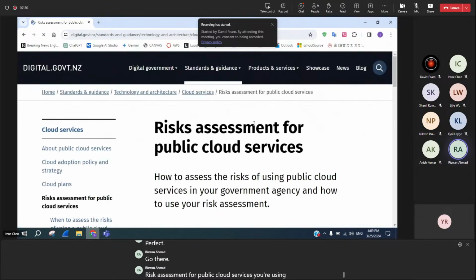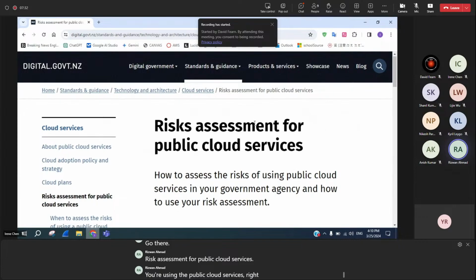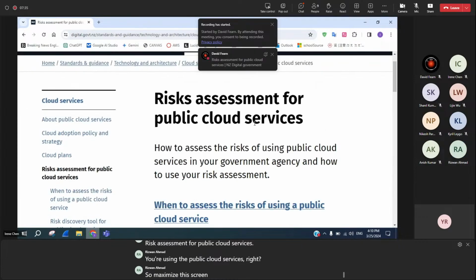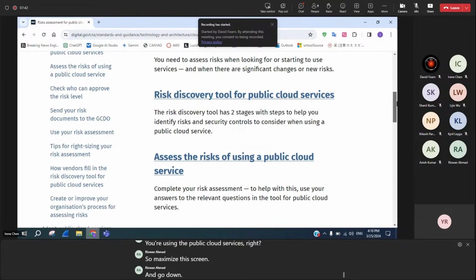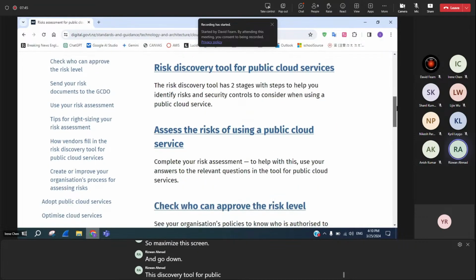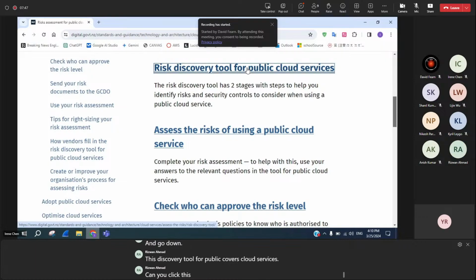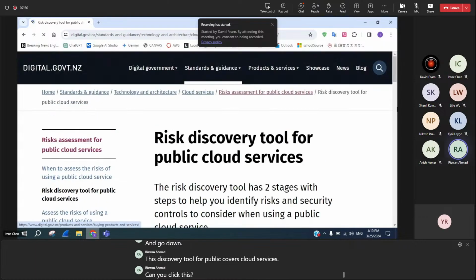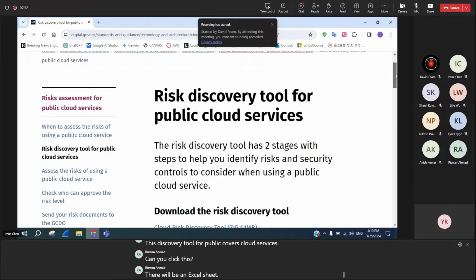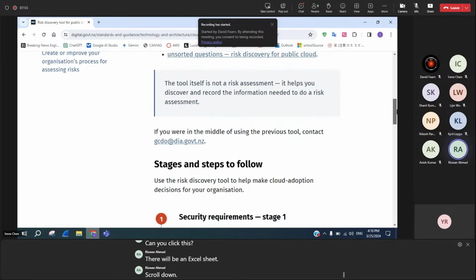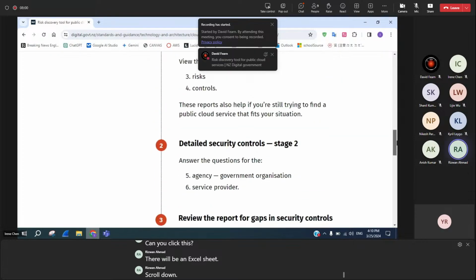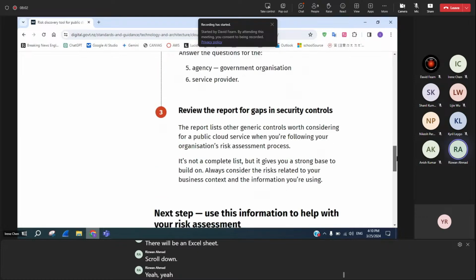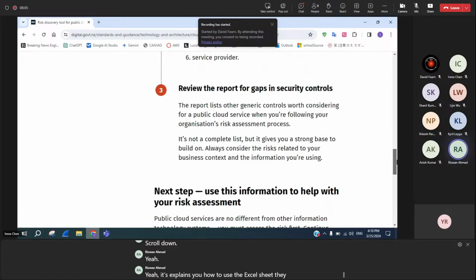You're using the public cloud services, right? So maximize this screen and go down. Risk discovery tool for public cloud services. Can you click this? There will be an Excel sheet. Scroll down. Yeah, it explains how to use the Excel sheet. There should be an Excel sheet here.